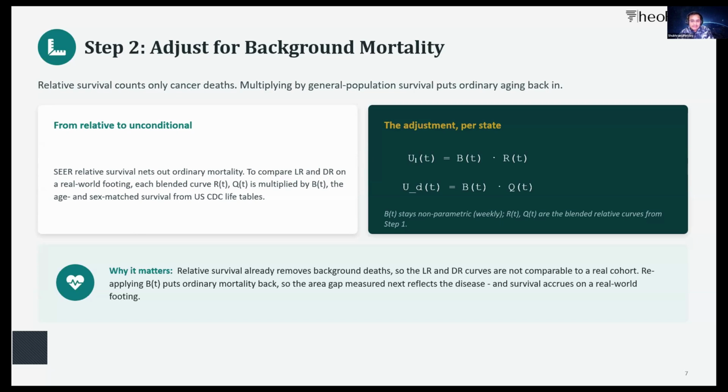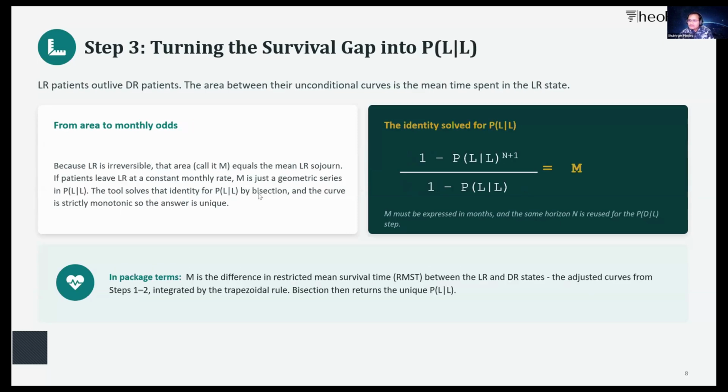Why bother? Because if we skip this, part of our gap would have been just people getting older, and we'd be blaming the cancer for ordinary aging. So step two is to put the background mortality back in. The gap reflects the disease, which is the thing we actually want to measure.